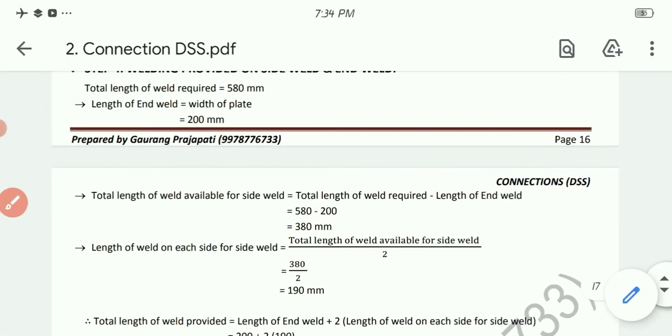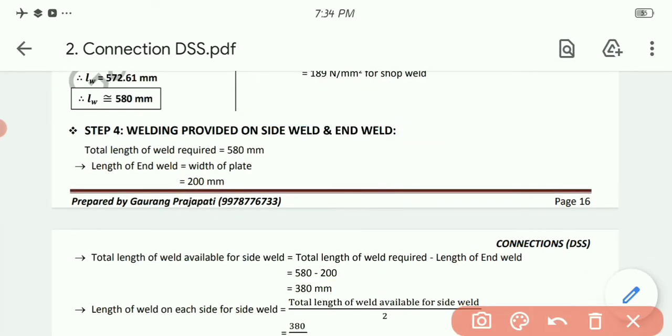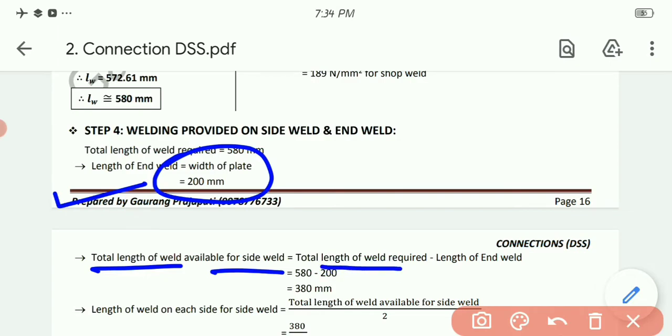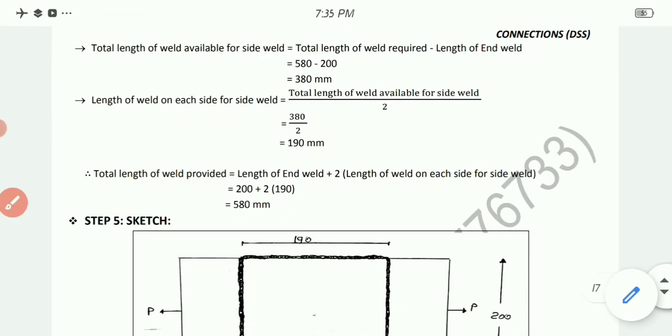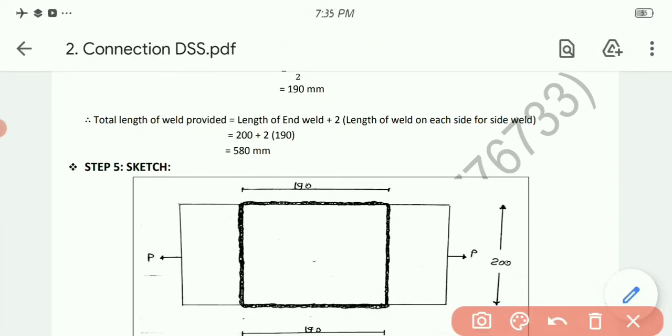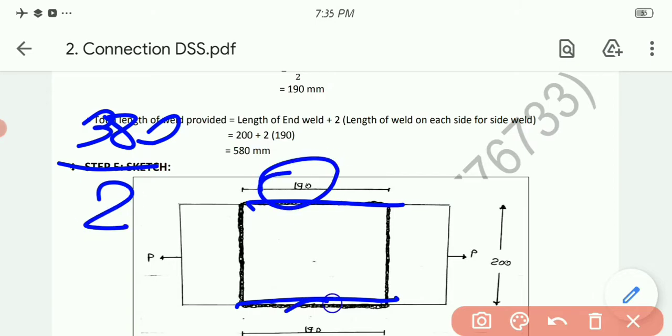So let's see step number 4, welding provided on the side weld as well as end weld. The total length of weld required was 580 mm. First, the length of end weld, that is the width of plate, 200 mm. So out of 580, first we need to provide 200 mm. The length of weld available for the side weld equals total length of weld required minus length of end weld, that is 580 minus 200. So the remaining is 380. Now I need to distribute 380 among the two sides, this way and this way. Simply, 380 divided by 2 is 190.